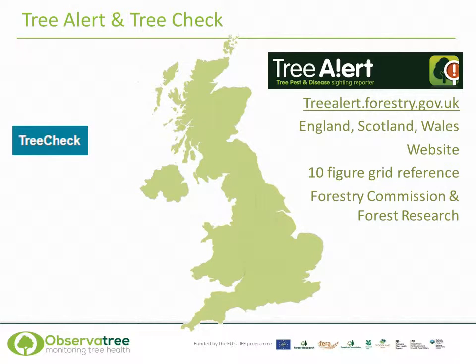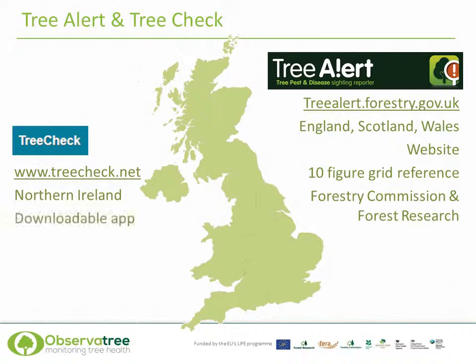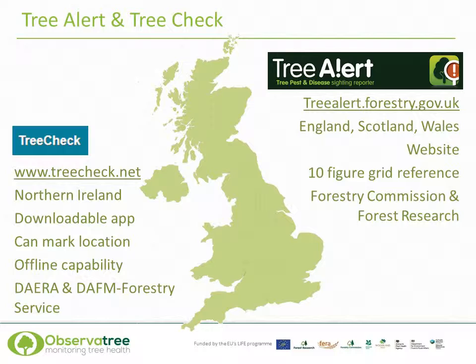Tree Check is for recording in Northern Ireland. This is available as a downloadable app and can be used in the field. This does have a way to mark location, however it may be worth noting it comes up against all the issues discussed previously about accuracy as well as generic fields for detailing the information. If there is no mobile reception, your phone will store this report and it will be sent next time you start the application. Information will be sent to the Department of Agriculture, Environment and Rural Affairs and the Northern Ireland Forest Service.